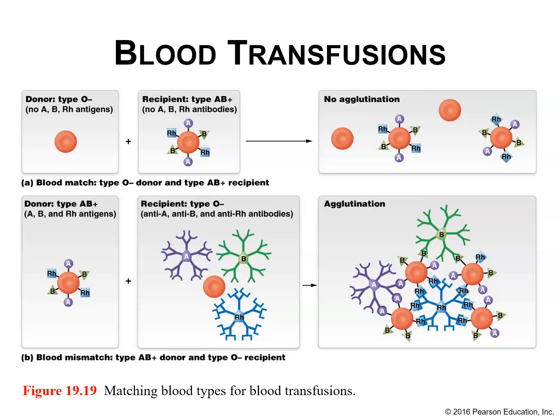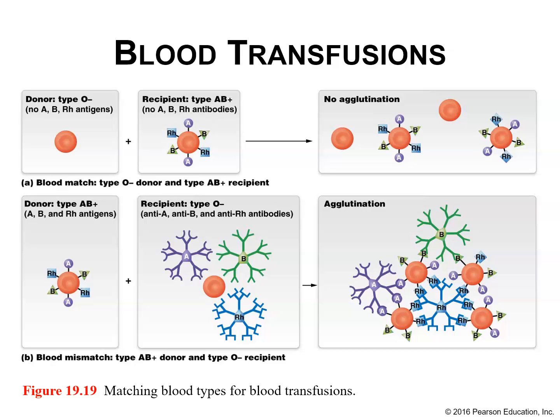By the way, O negative is what we refer to as the universal donor. And type AB positive is what we refer to as the universal recipient, because they can receive any person's blood type. Whereas type O negative blood cannot receive any blood type, but they can donate to anybody.